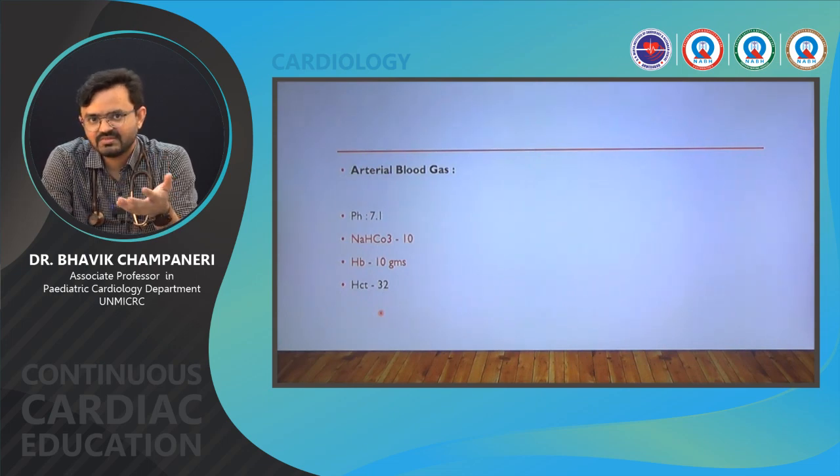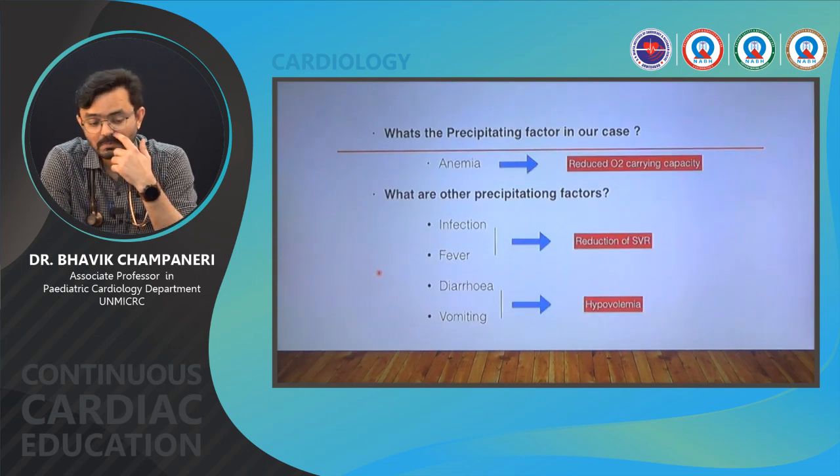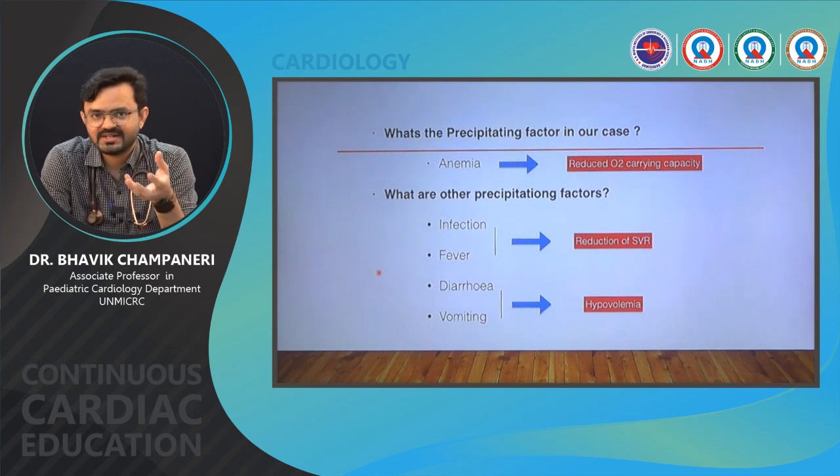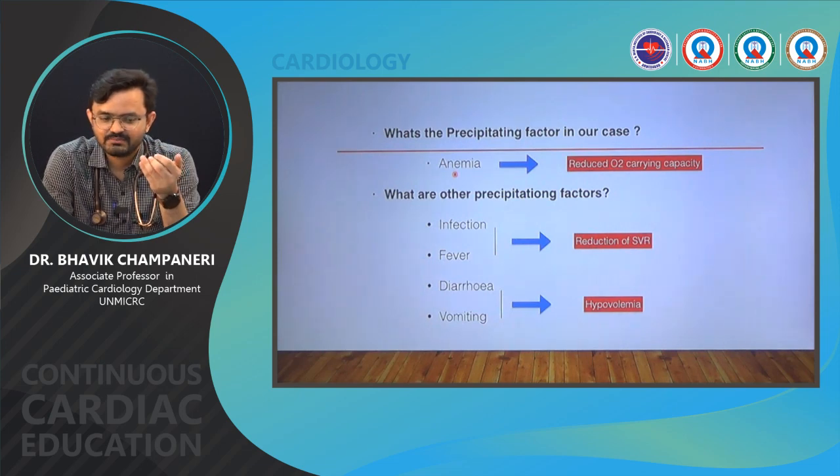So after this, ABG of the patient was done, and bicarb was around 10 and Hb was 10 grams. So based on this ABG report, what is the precipitating factor in our case? Very likely it's anemia. So how does anemia precipitate a cyanotic spell? It reduces the oxygen carrying capacity. In addition, it reduces systemic vascular resistance as well.